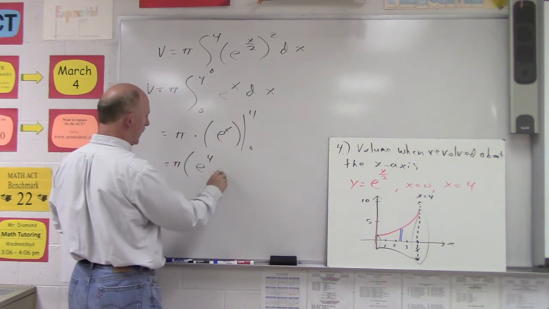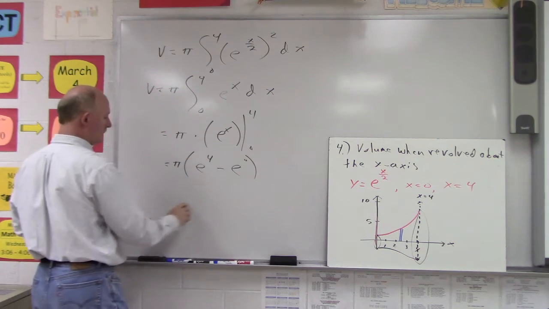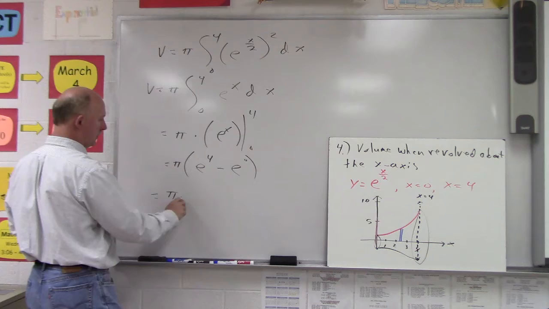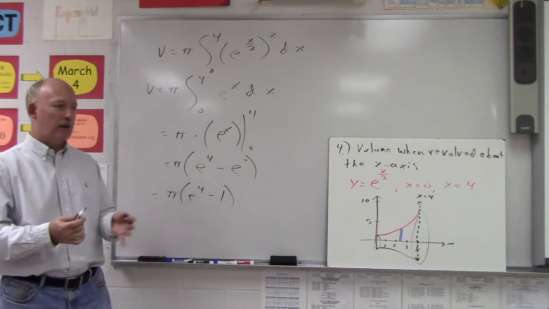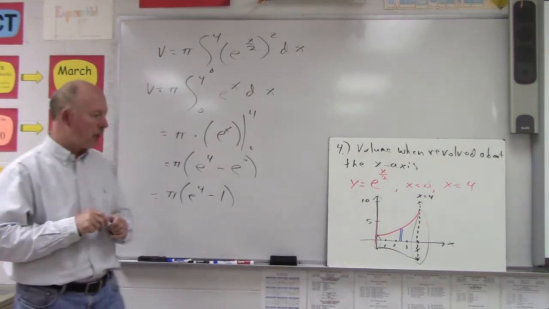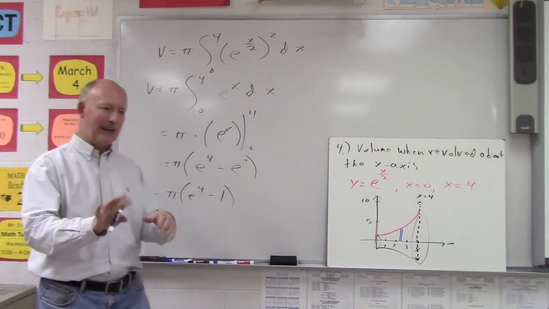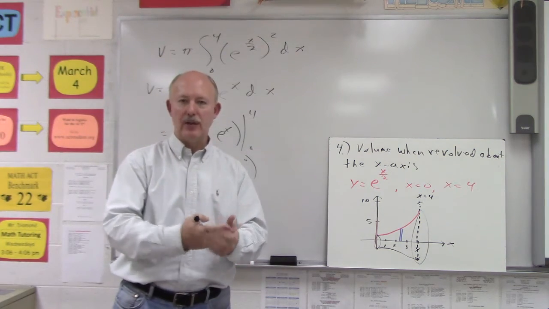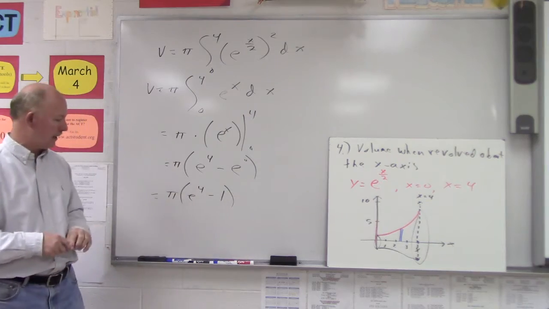So e to the 4th power minus e to the 0 power. So the upper bound minus the lower bound. Now we've got pi times e to the 4th minus 1. Now if you've got a calculator, you can punch it up to see what the approximated value would be, but this would be the exact value. If this were a problem on the AP Calculus exam, it would probably be a non-calculator problem, so your answer would look something like this right here.